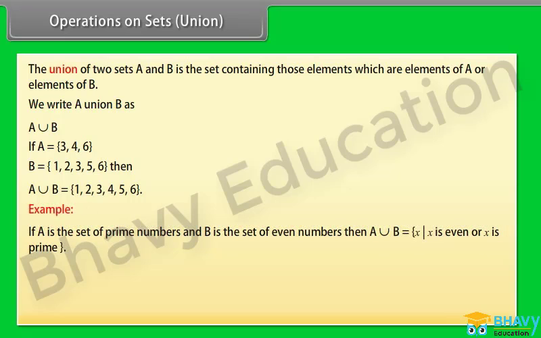Example: if A is the set of prime numbers and B is the set of even numbers, then A union B is equal to {x such that x is even or x is prime}. If A is equal to {x such that x greater than 5} and B is equal to {x such that x less than 3}, then A union B is equal to {x such that x less than 3 or x greater than 5}.